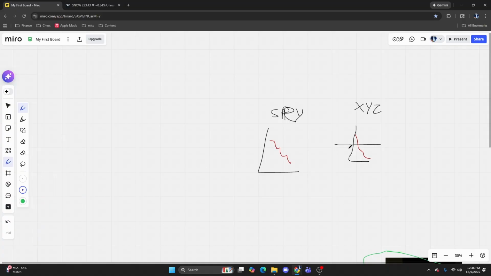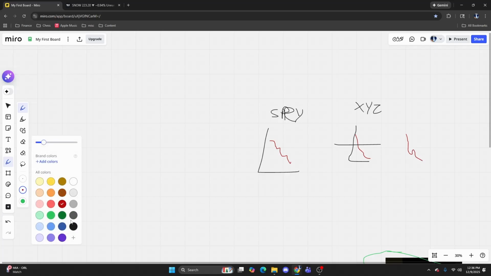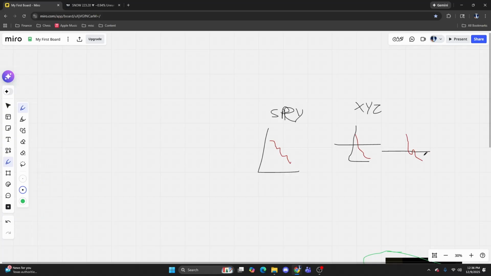What you look for is for it to break and then maybe retest. So a retest would look something like this. A retest would look something like this. Boom, and then boom. All right. So this is a retest.